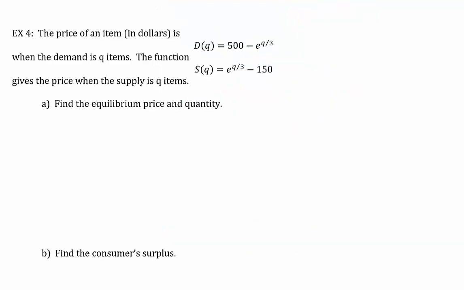All right, so let's do an example. We are given a demand function and a supply function. The D and the S are actually prices, and the Q is items. To find the equilibrium price and quantity, we have to figure out when our demand function equals our supply function. So we set the two equations equal to each other.